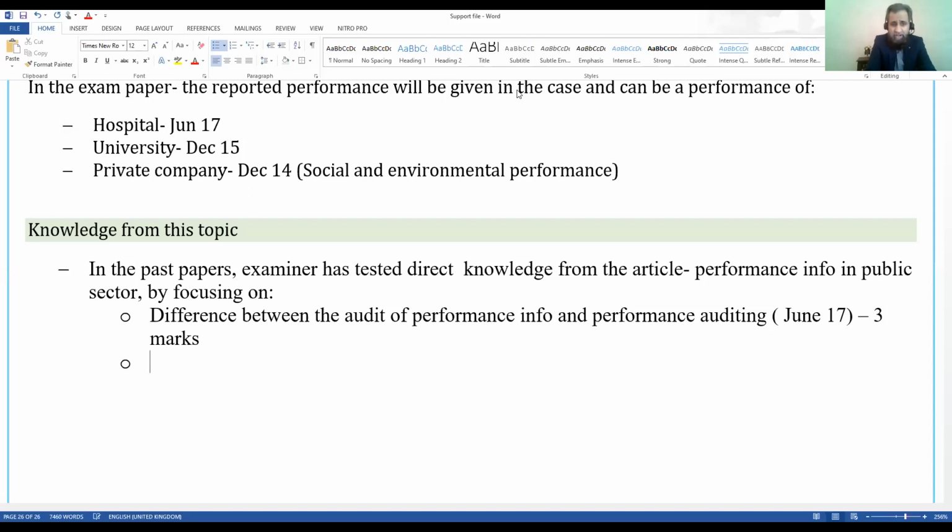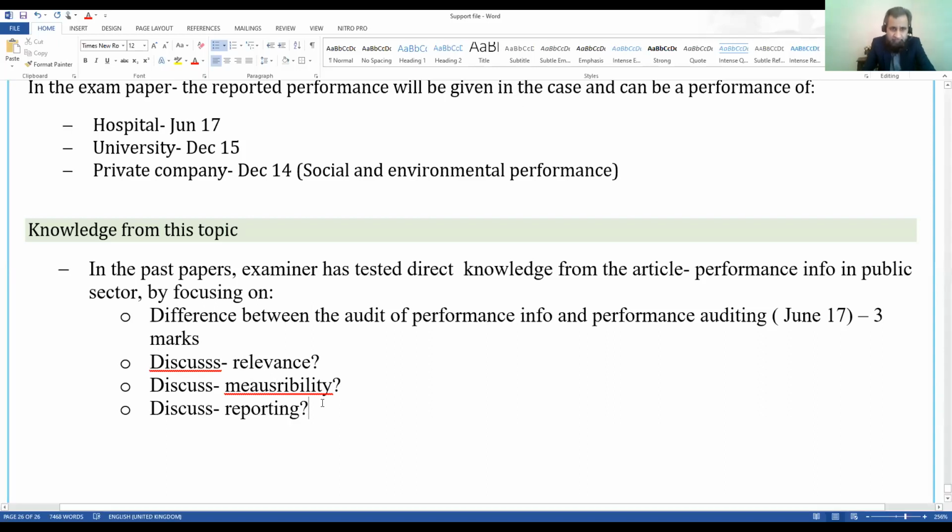Then the examiner asked about discuss relevance. What is relevance? Examiner asked about discuss measurability. I've covered these in the previous webinars. Discuss reporting. I've covered this in the previous webinar. 3 things. The 3 terminologies are given in the article, sorry. In the previous webinar, I've covered what relevance is, what measurability is, and what reporting is. If I can show you the article, it's exactly in the article.